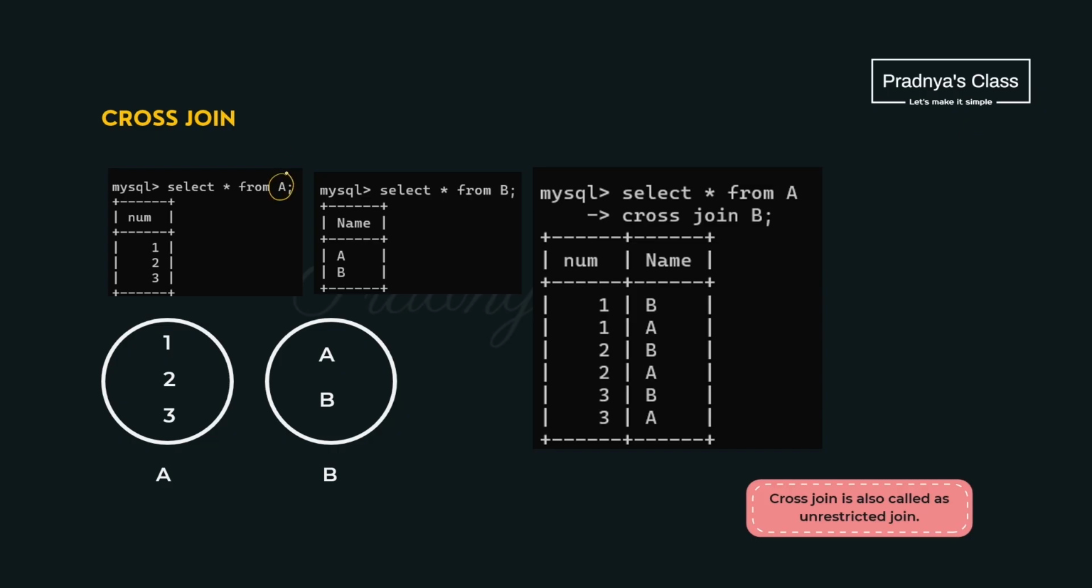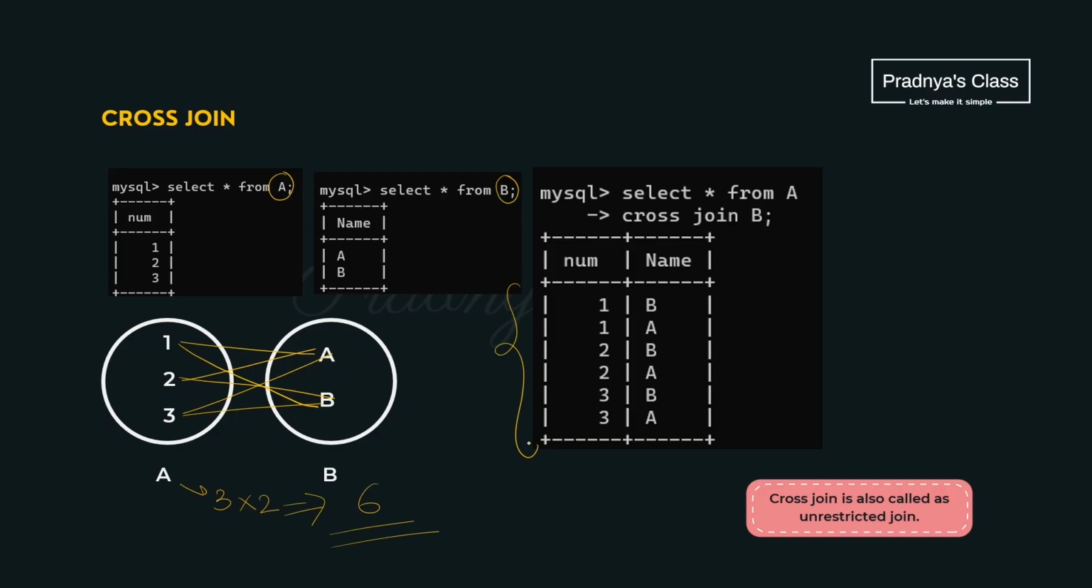Let's consider one table A with 3 values 1, 2, 3, and there is one more table B with these 2 values. Now if we do the cross join between these two tables, what are the values you will be getting? The first value from the first table will get associated with the first value from the second table, and also with the second value from the second table. In this way for the second value too. The same approach will be followed for the third value. Table A has 3 entries and table B has 2 entries. It means there will be a total of 6 entries.